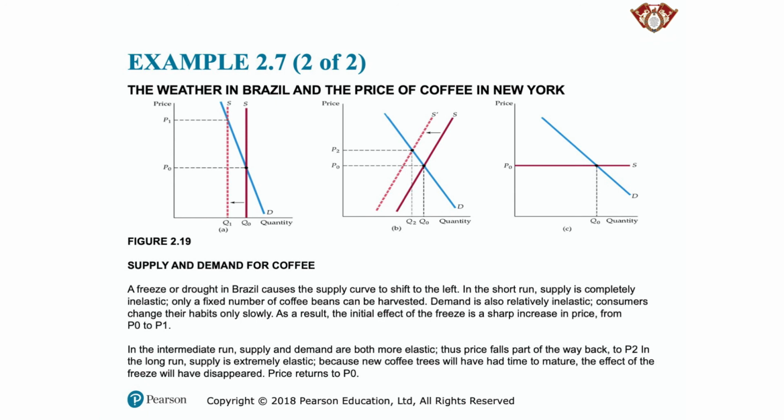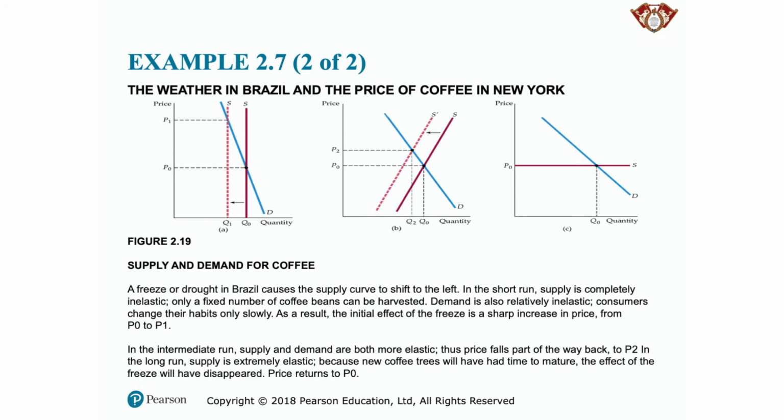A freeze or drought in Brazil causes the supply curve to shift to the left. In the very short run, supply is completely inelastic, like this. Only a fixed number of coffee beans can be harvested. Demand is also relatively inelastic, like this, right? Consumers change their habits only slowly. As a result, the initial effect of the freeze is a sharp increase in price, P0 to P1, right?